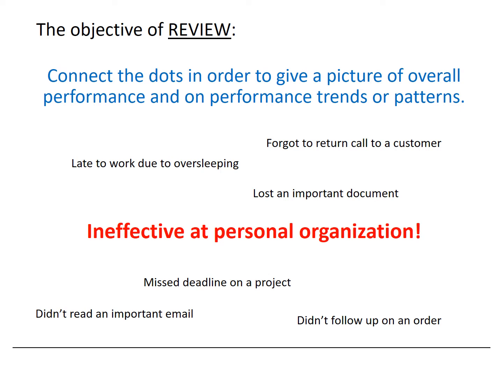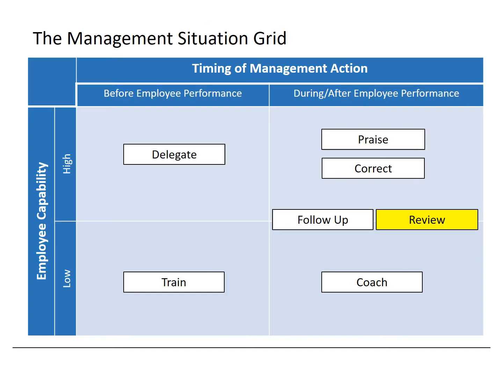You bet there is. Each situation is a symptom of the bigger problem of this employee not having an effective system for their own personal organization. Being disorganized is creating a wide variety of problems in the employee's performance, so a review conversation should address this bigger picture. Okay, so let's check this out on our management situation grid.